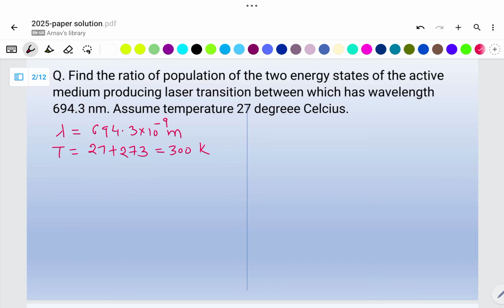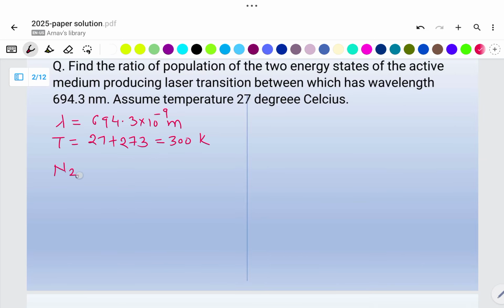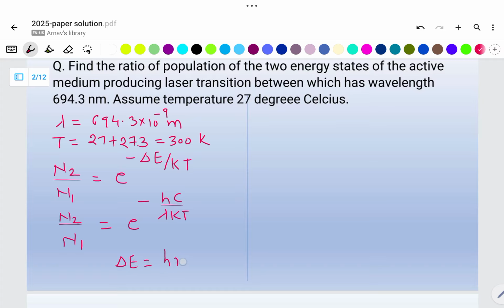Now we know the formula for finding the ratio of population: N2 upon N1 is e raised to minus delta E upon K into T. Delta E I can write as hc upon lambda, because delta E is h into nu, or hc upon lambda. So N2 upon N1 equals e raised to minus hc upon lambda K T.